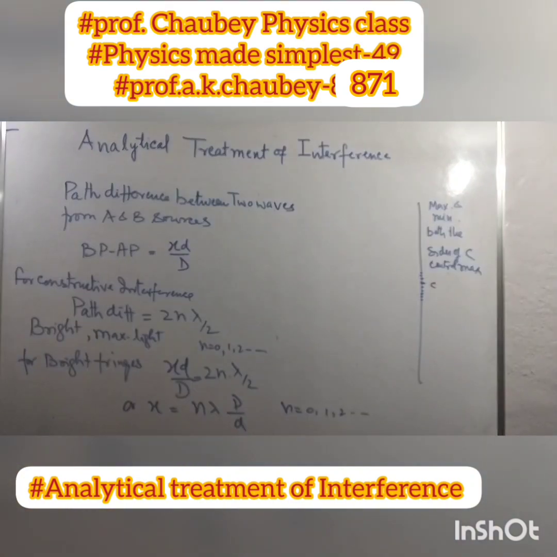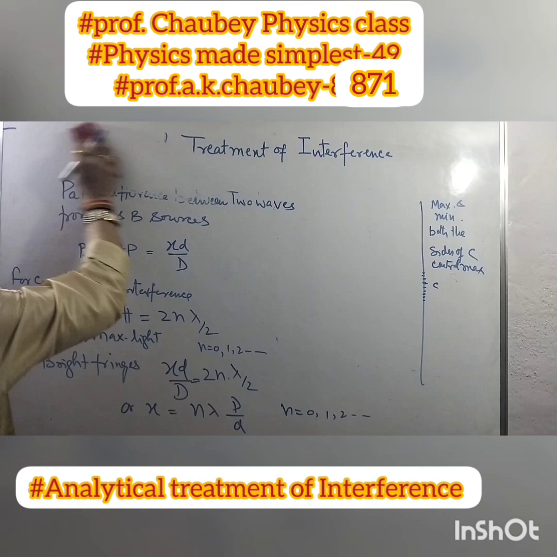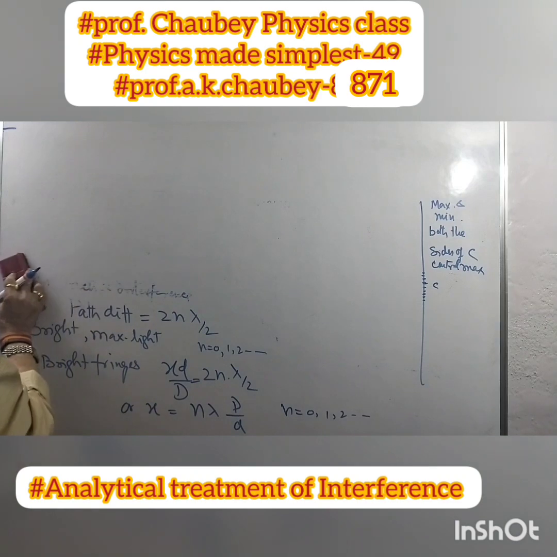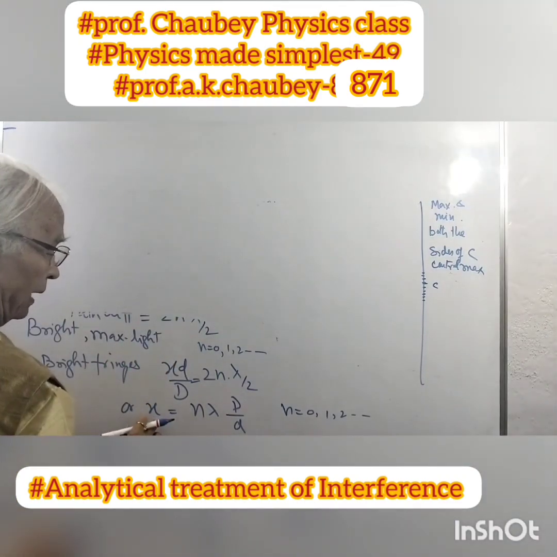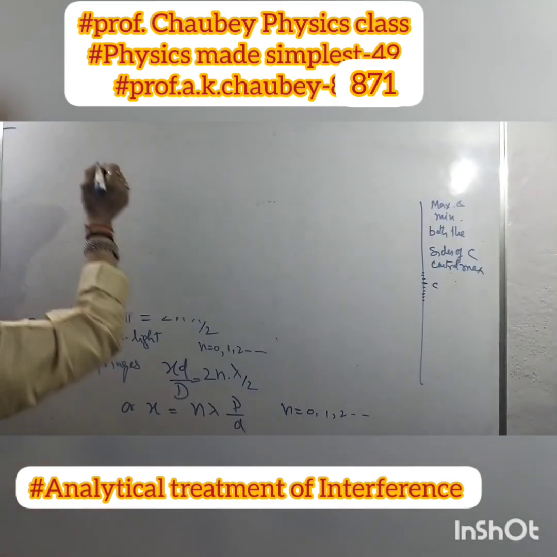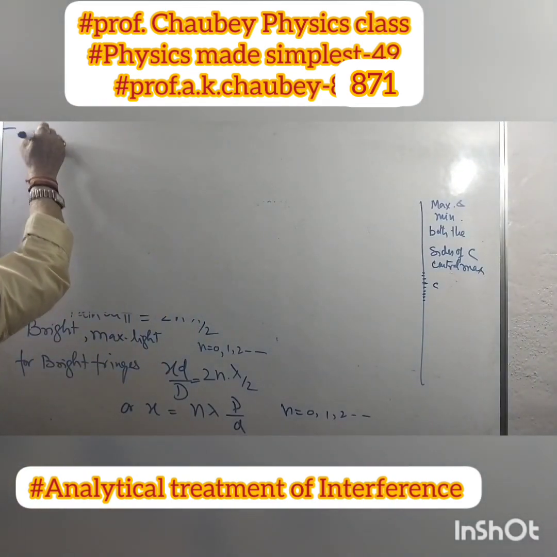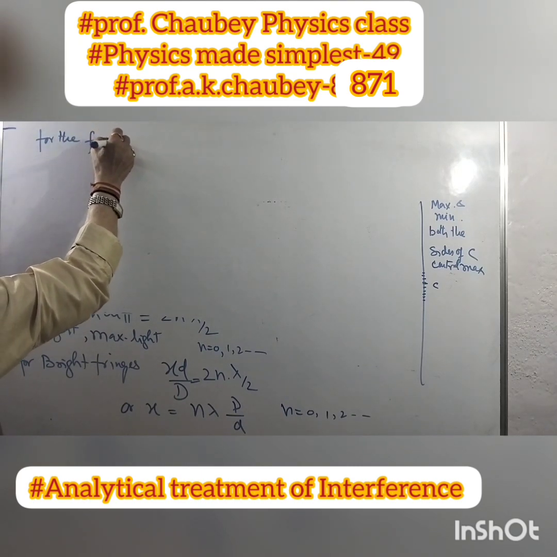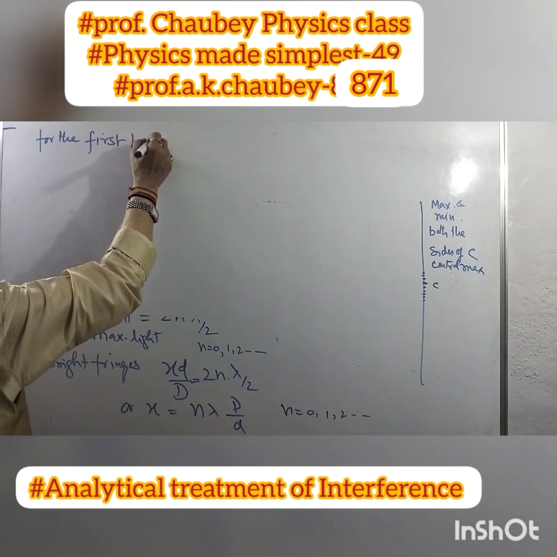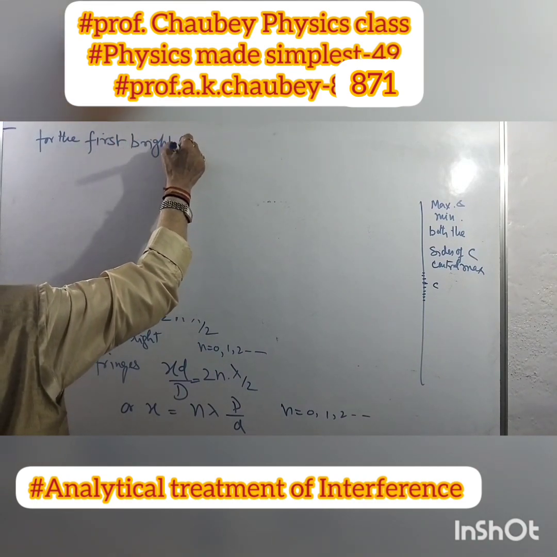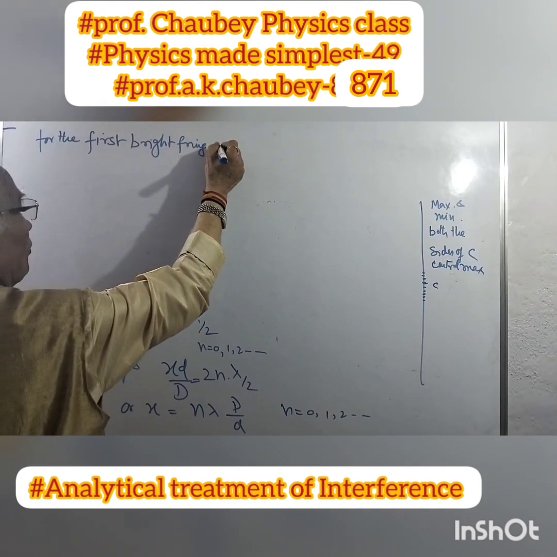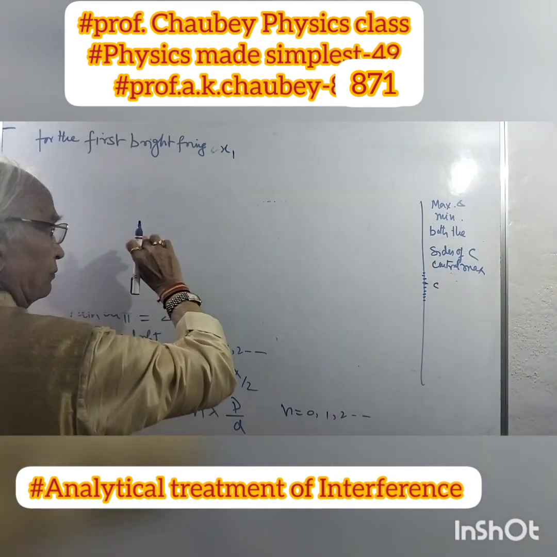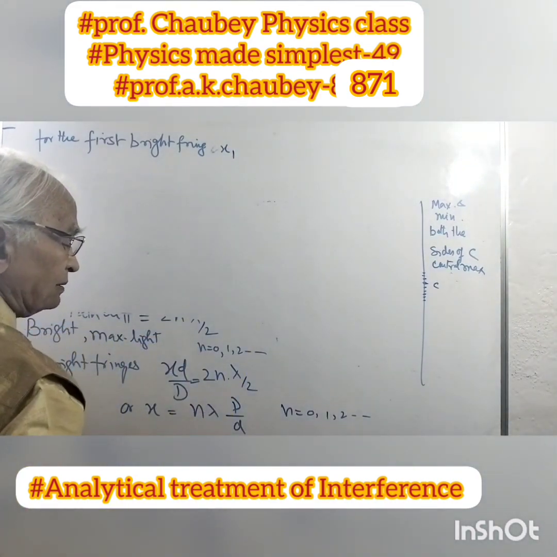So this we get. For the bright fringes, the path difference must be, say, x must be n lambda D by d. So for the first bright fringe from the center, what we get for the first bright fringe? That is, we write x1. Path difference for the two waves from BP and AP.